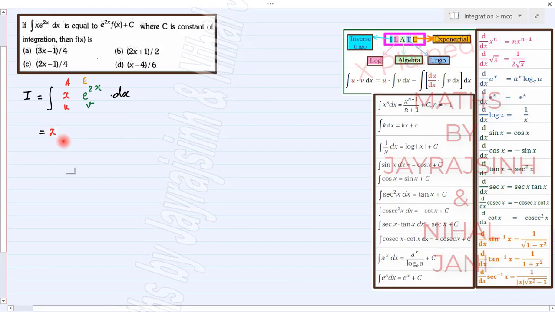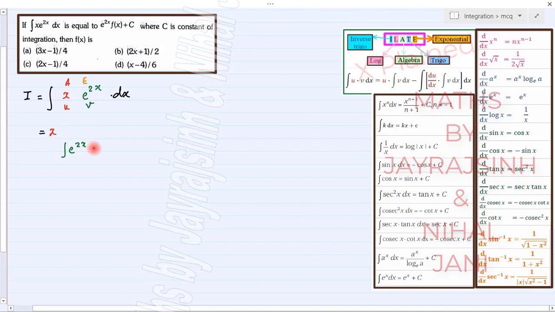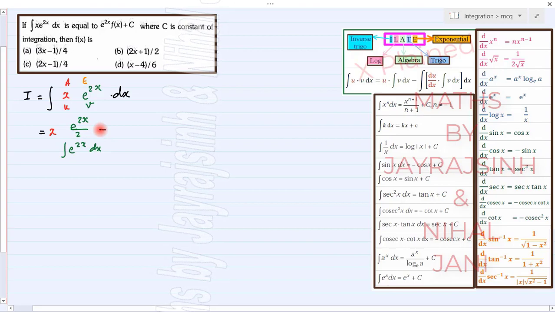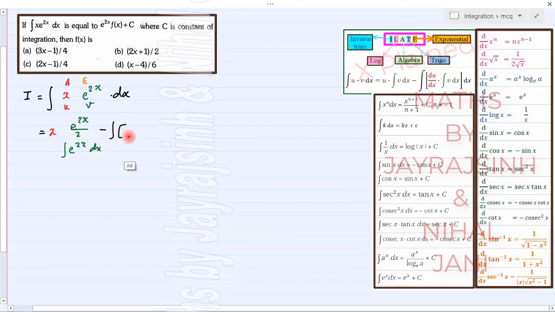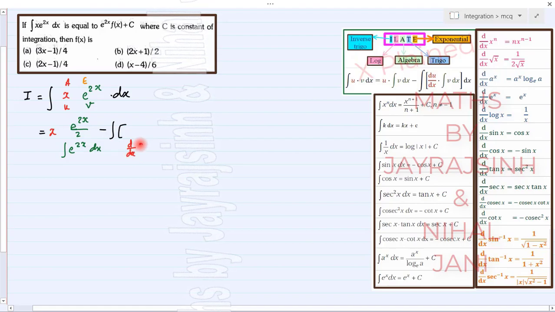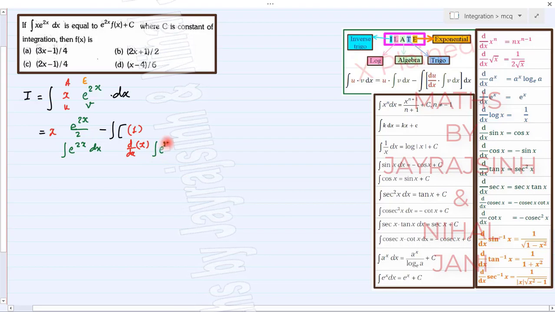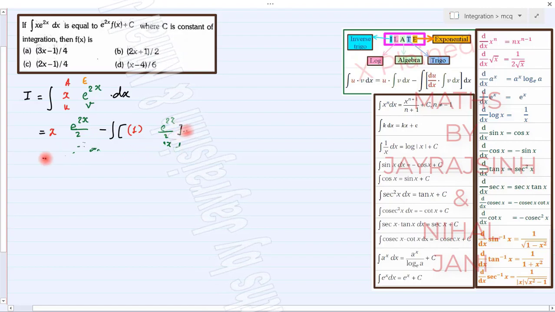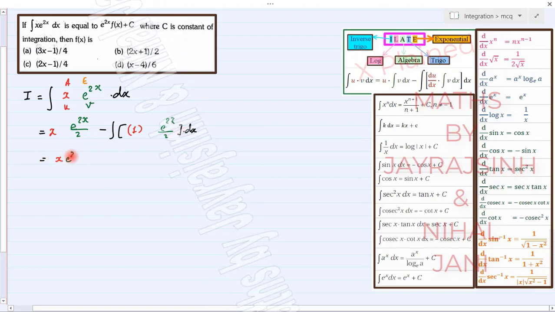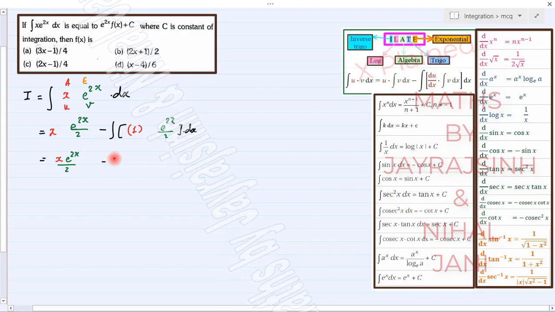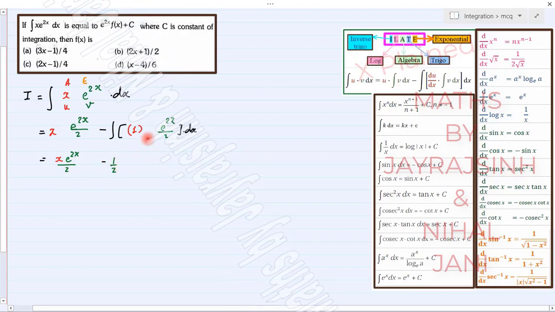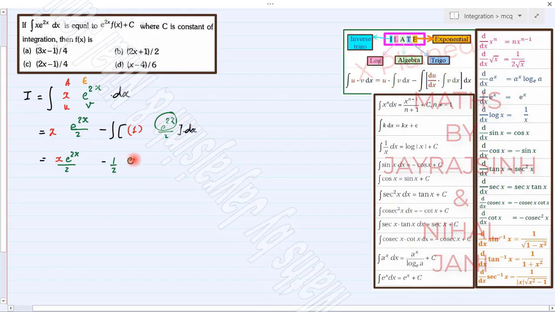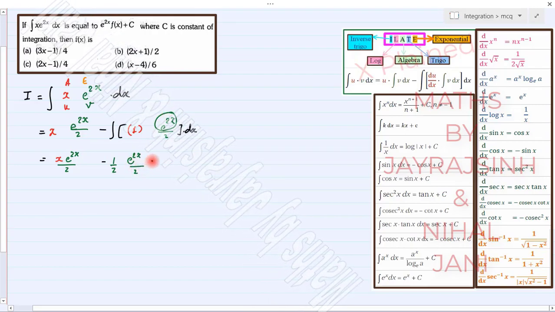So we are ready to apply the formula. Your x will be as it is. We have to integrate e raised to 2x, which is e raised to 2x upon 2 minus integration of product of differentiation of u, which will be 1, and integration of v, which will be e raised to 2x by 2. So now your first term will be as it is, and in second term we can take 1 by 2 outside. So integration of e raised to 2x will be e raised to 2x by 2 plus c.